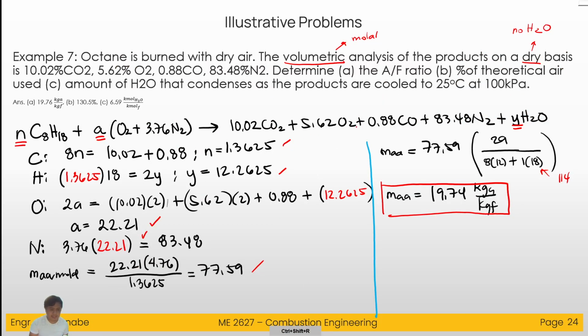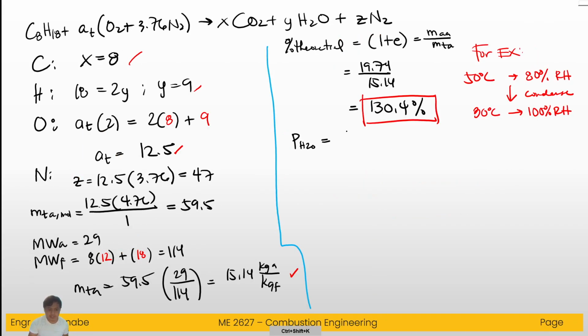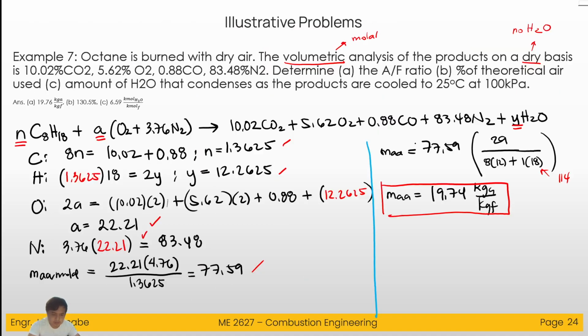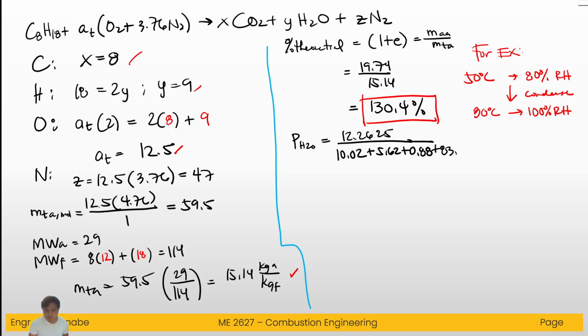So the partial pressure of water here is, on our chemical balance here, we have Y. So the Y here is 12.2625 and then divide this by the total. So the total here is, what is the total? We have to add everything, no? So 10.02 plus 5.62 plus 0.88. What else, no? So you have 83.48, and then lastly you have plus 12.2625, the water vapor itself.